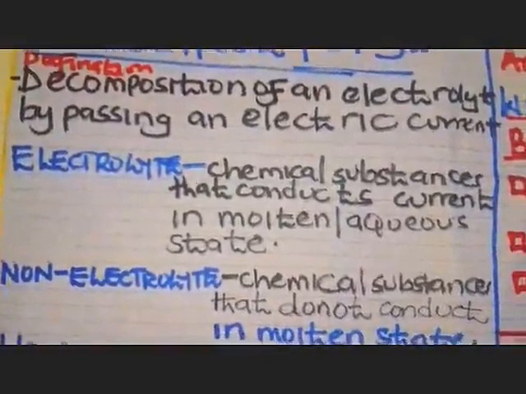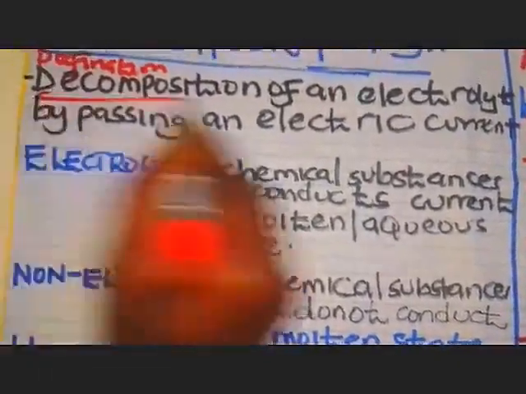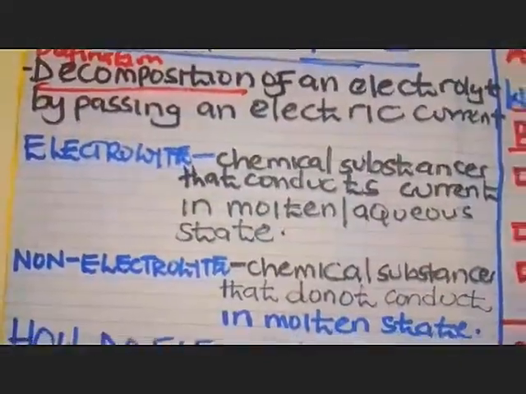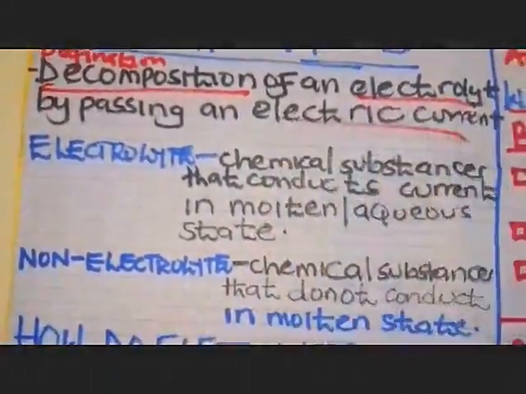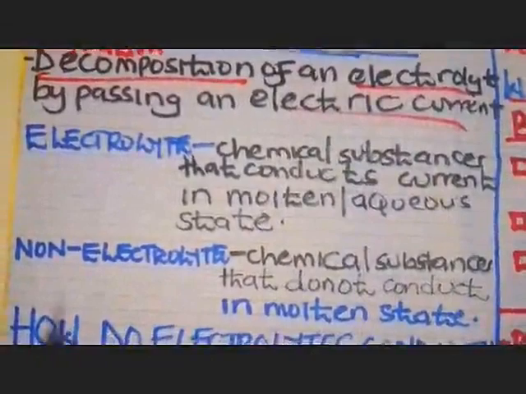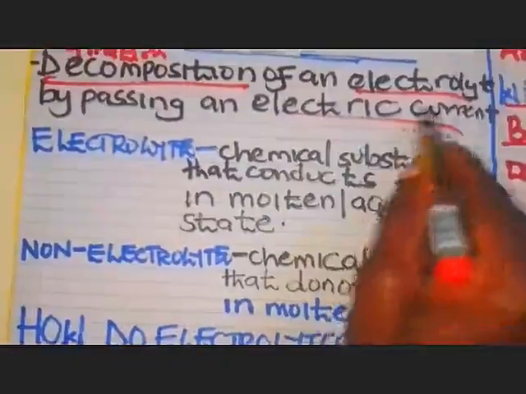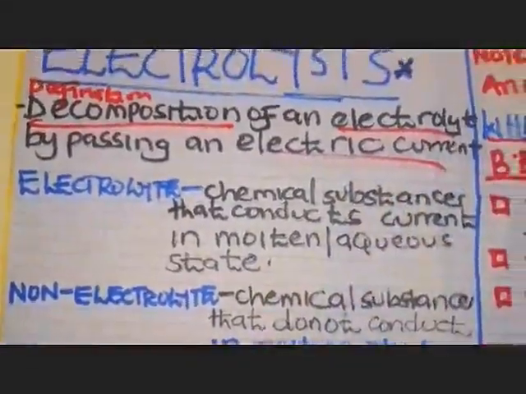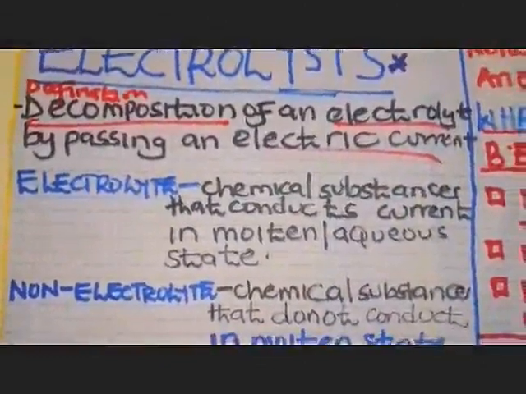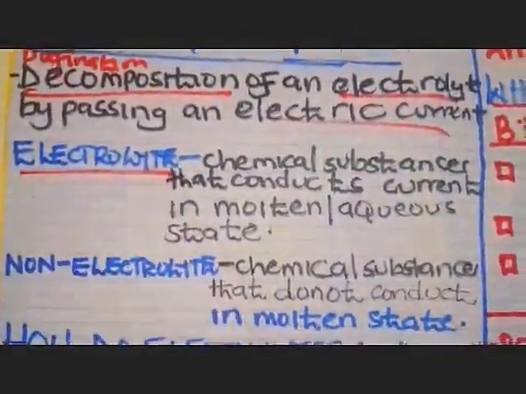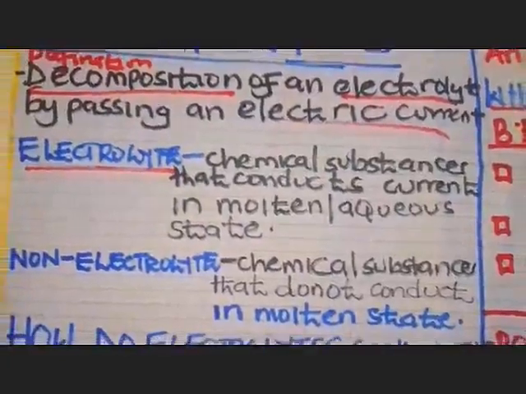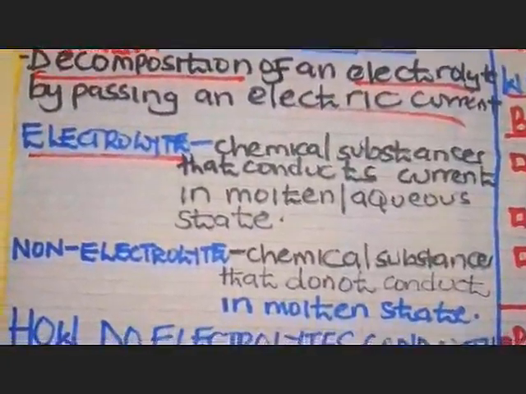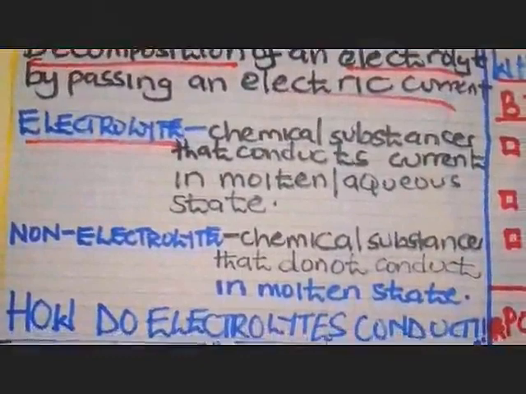People can define it differently. However, what matters is the word decomposition of an electrolyte by passing electric current. Now, after defining, we are seeing that we are introducing an electrolyte in our definition. So we have to also define the electrolyte. Electrolyte is something simple. It's simply any chemical substance that can conduct electric current in molten state.